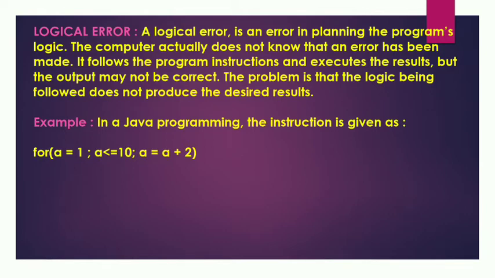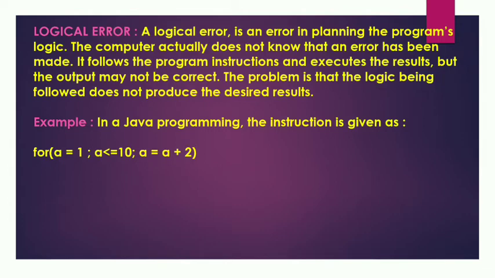So what output will it give you? The present value of a is 1, so a + 2 means 1 + 2, which is 3. So 3 is stored in a, and 3 is less than 10, so it will display 3. Now the present value of a is 3, so a = a + 2, 3 + 2 is 5. So 5 is less than 10, so it will display the output as 5. So 3 and 5 are both odd numbers.